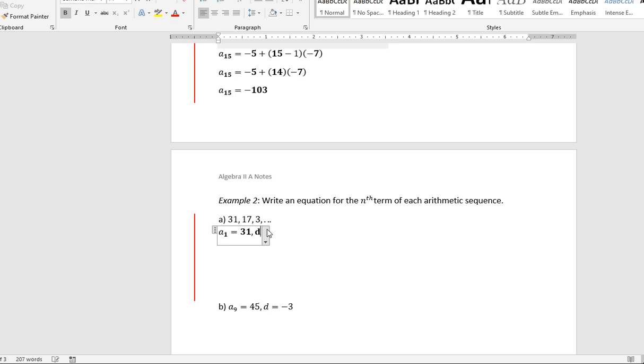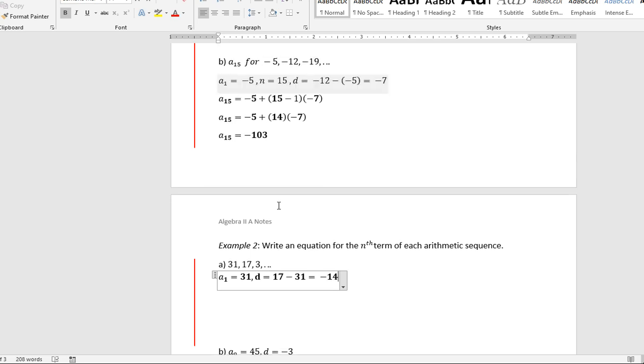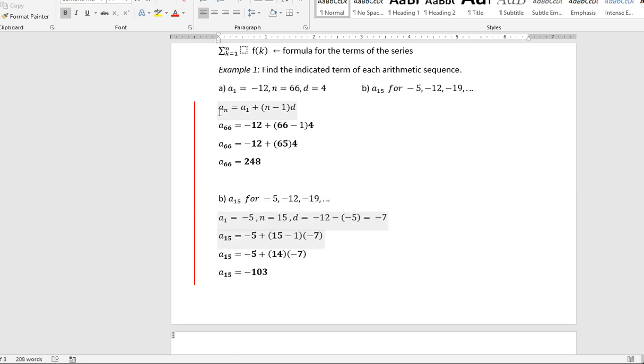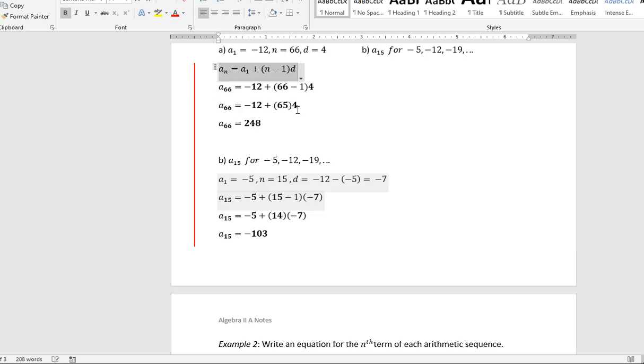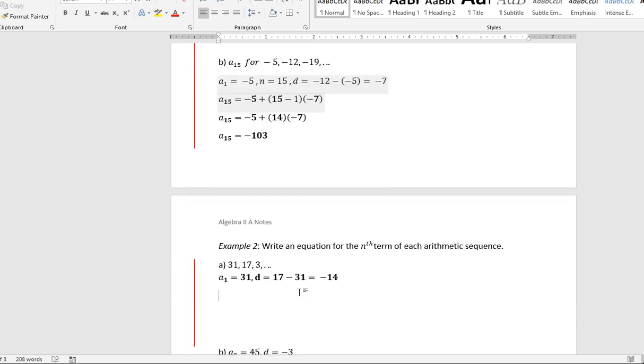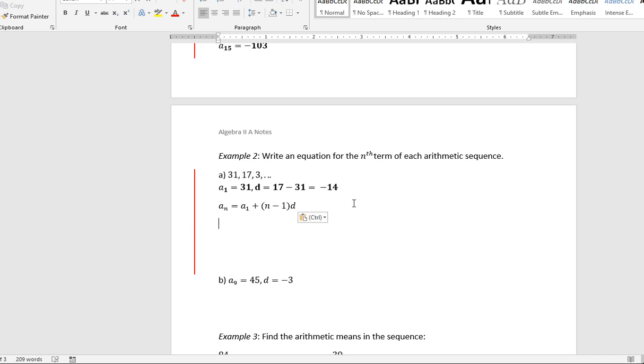And do we know the common difference? Yes, I can get that from 17 minus 31, or negative 14. Those are the things you need to write your equation. So then we'll go and take our general form and fill in what we know. And we're going to fill it in, and then we're going to write it so that it's in the form of a linear equation. So a sub n is what we want. We want an equation for the nth term. We keep that the same.